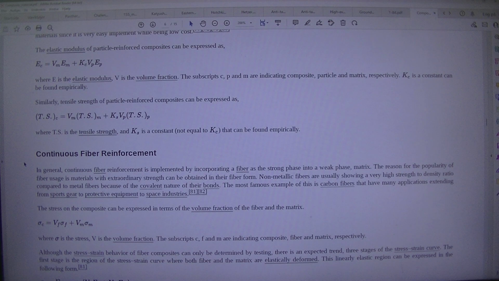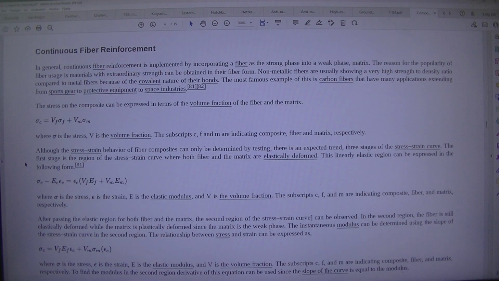The reason for the popularity of fiber usage is that materials with extraordinary strength can be obtained in their fiber form. Non-metallic fibers usually show a very high strength to density ratio compared to metal fibers because of the covalent nature of their bonds. The most famous example of this is carbon fibers, which have many applications extending from sports gear to protective equipment to space industries.